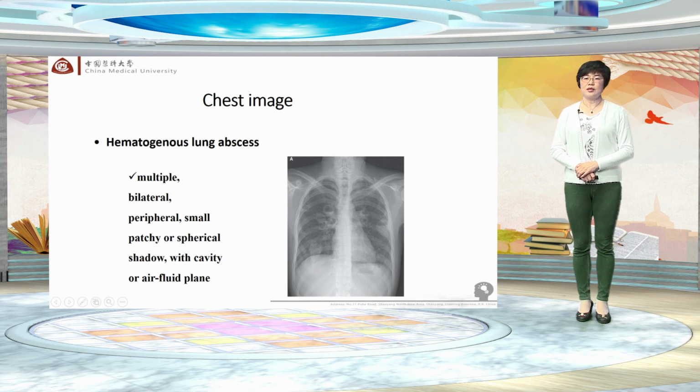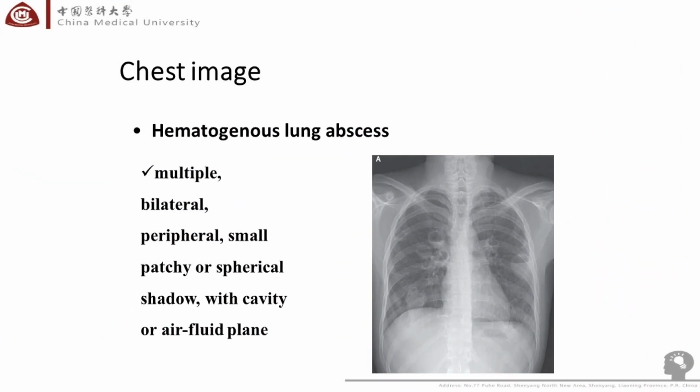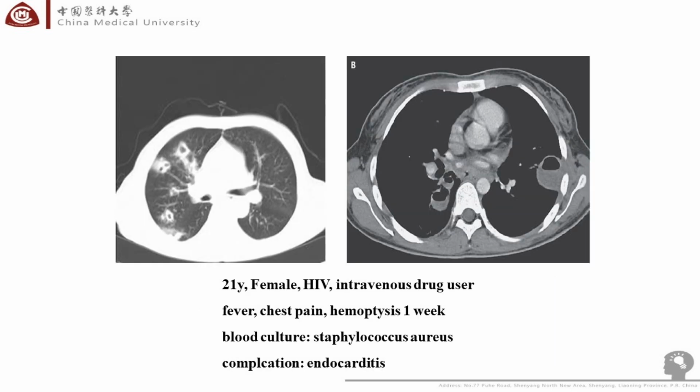That's for aspiration lung abscess, but there is a difference between hematogenous lung abscess and aspiration lung abscess. For this kind of lung abscess, the lesions are multiple, bilateral, peripheral, and small patchy or spherical shadows with cavity or air fluid plane. From this X-ray, we could see that there is a difference from aspiration lung abscess. There are many small lung abscesses here.